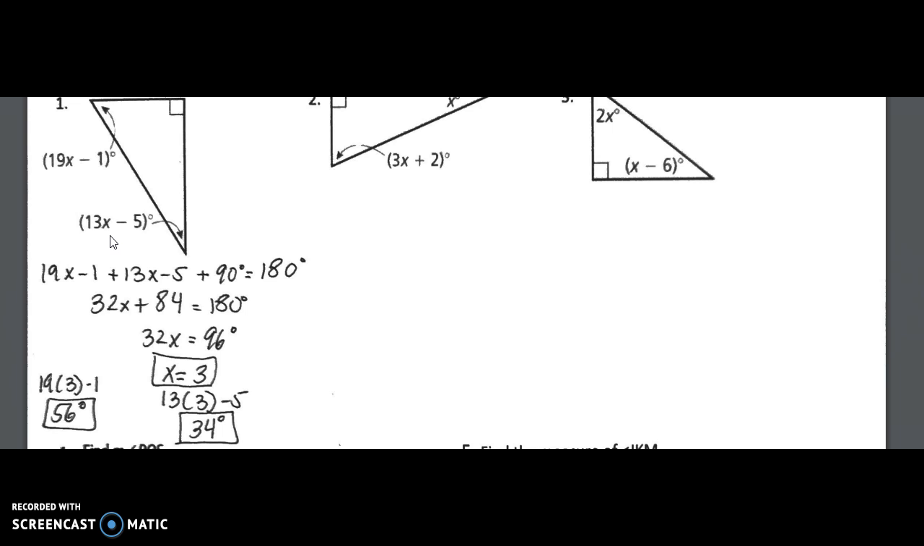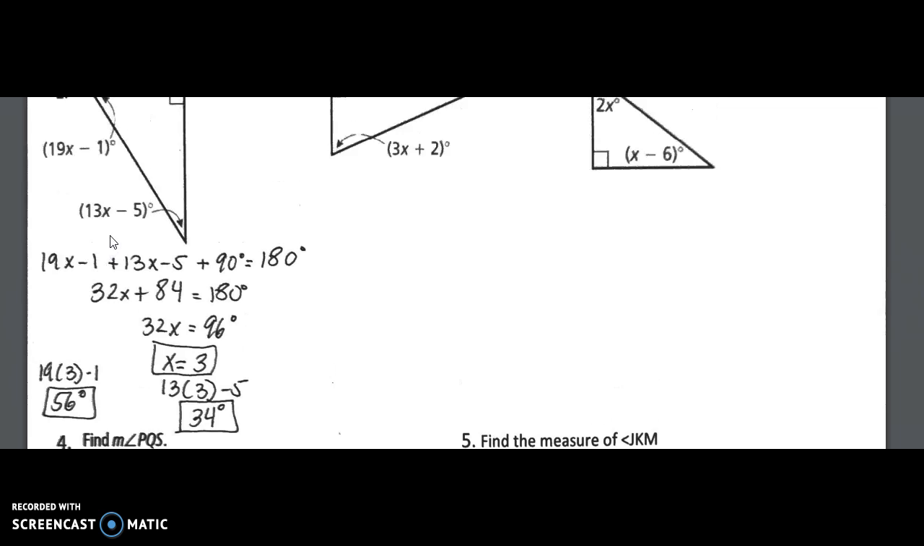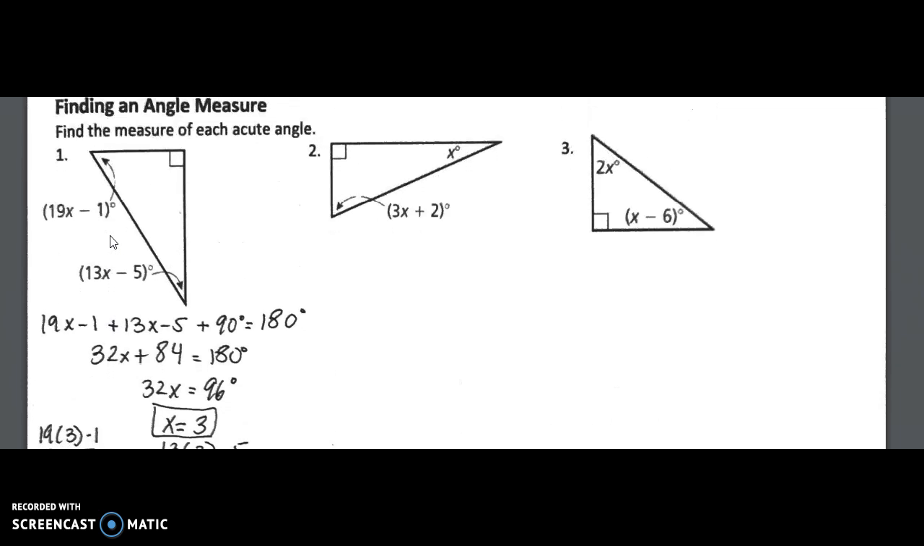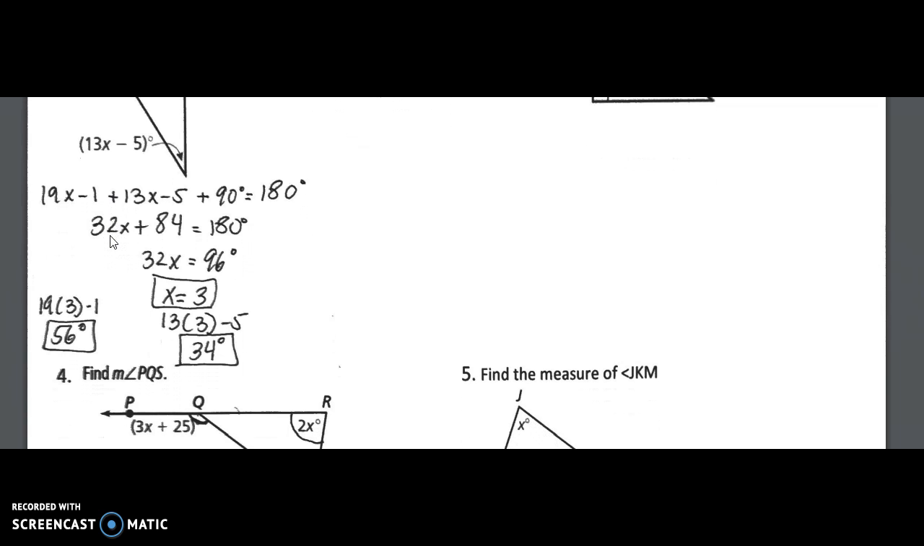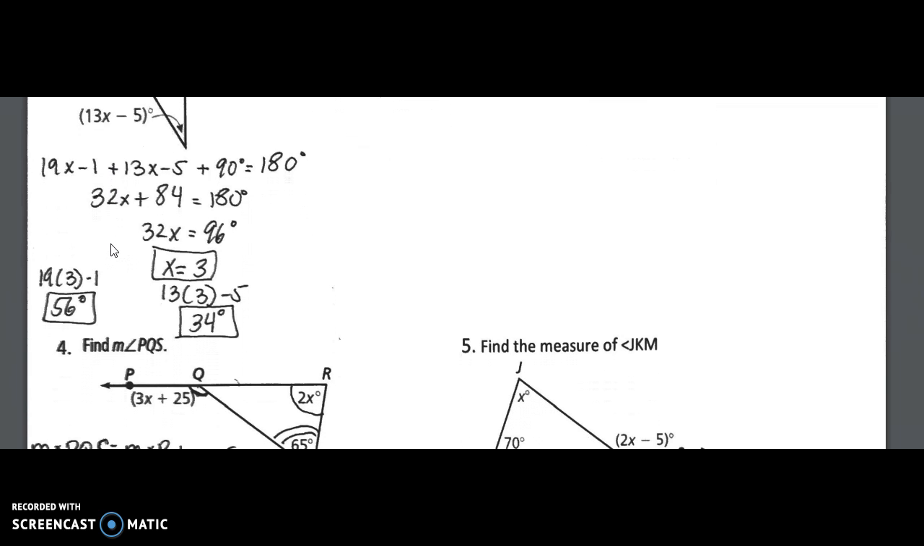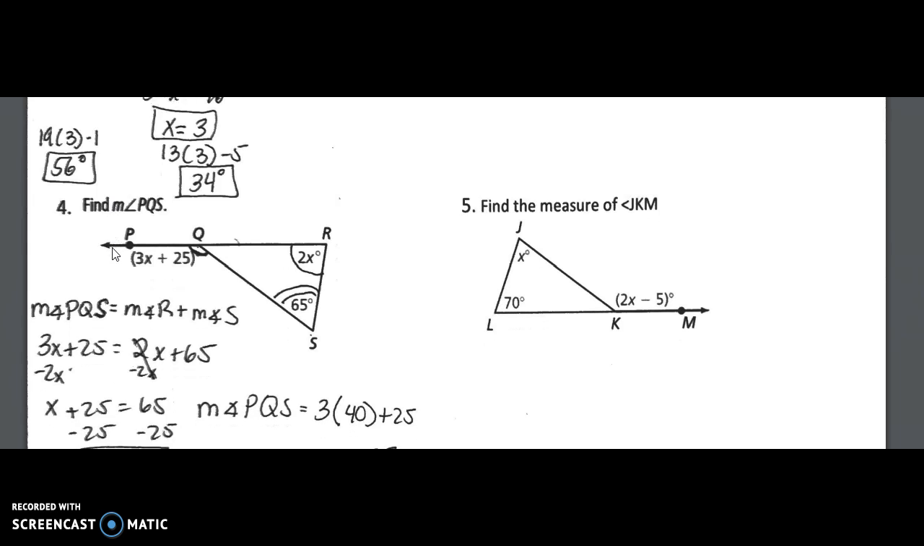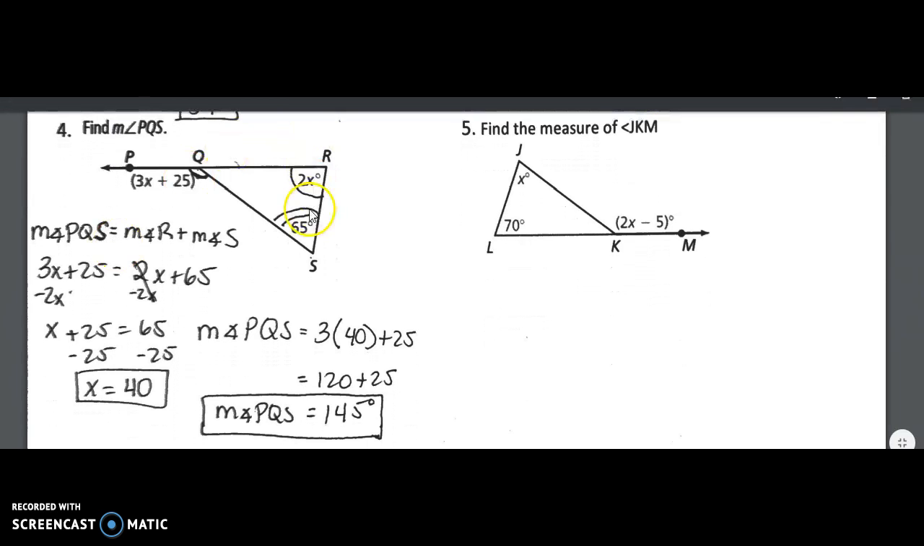Okay, you are responsible for numbers 2 and 3. And again, same direction. You must find the measure of each acute angle. Next, you have to find the measure of PQS. And when you take a look at number 4, you'll notice now we're not just dealing with interior angles, we are now also dealing with exterior angles.